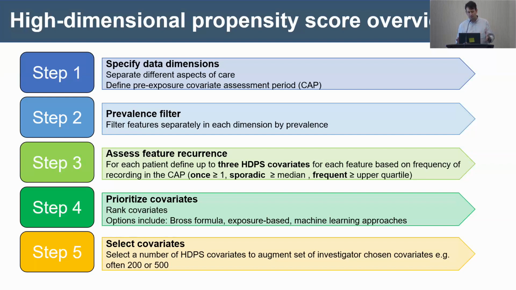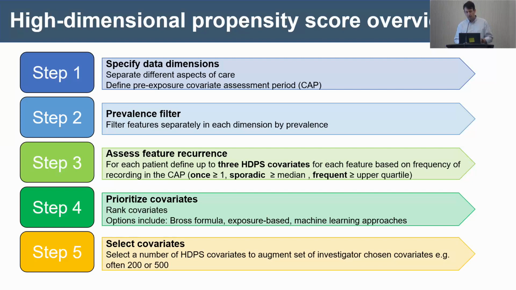In step 3, we're going to assess the feature recurrence. So for each patient, we might define up to 3 HDPS covariates for each of those features based on the frequency of recording in a covariate assessment period. And the traditional cutoffs are listed on the slide, so I won't go into that.